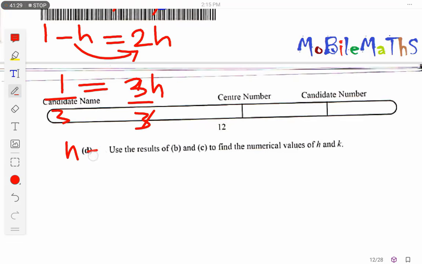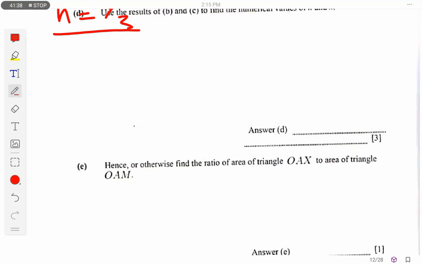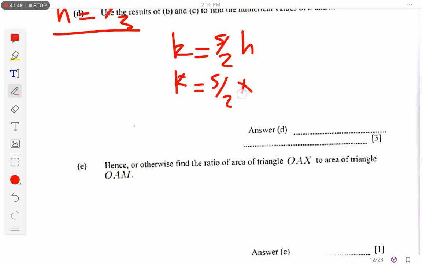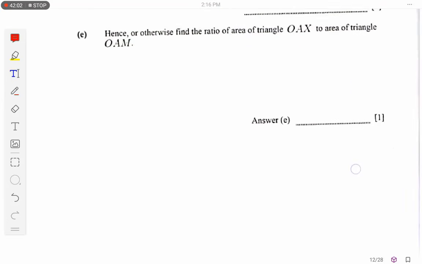Our H value is equal to 1 over 3. Then we go back with our H value on this expression. Our expression was K is equal to 5 over 2H. So it is going to be K is equal to 5 over 2 times 1 over 3. Our answer is 5 times 1, that's a 5, over 2 times 3, that's a 6. So our K value is 5 over 6. Let's move on to the next question.